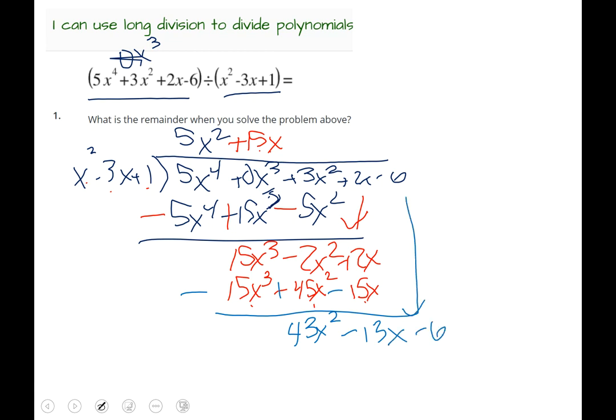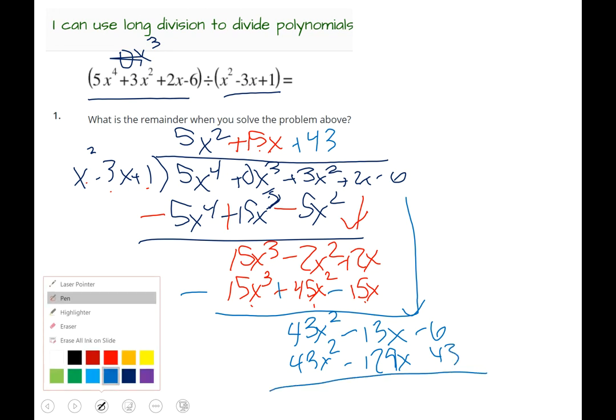Then I ask myself, what times x squared is 43x squared? So we would write 43. 43 times x squared is 43x squared. 43 times negative 3x is negative 129x. And 43 times 1 would be 43. And again, I need to switch all of my signs.